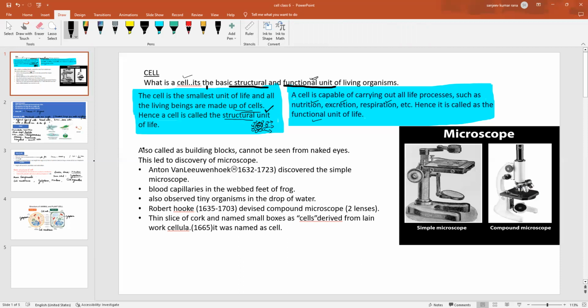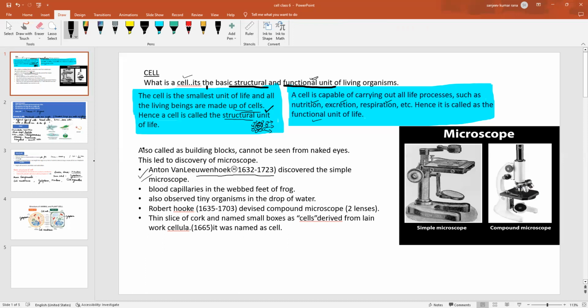Now, we cannot see a cell with our naked eye. We need powerful lenses for that. So later on, as the study of the cell went on, the simple microscope and the compound microscope were invented. The simple microscope was invented by Anton van Leeuwenhoek, 1632 to 1723. He discovered the simple microscope, but he was unable to give the name cell.